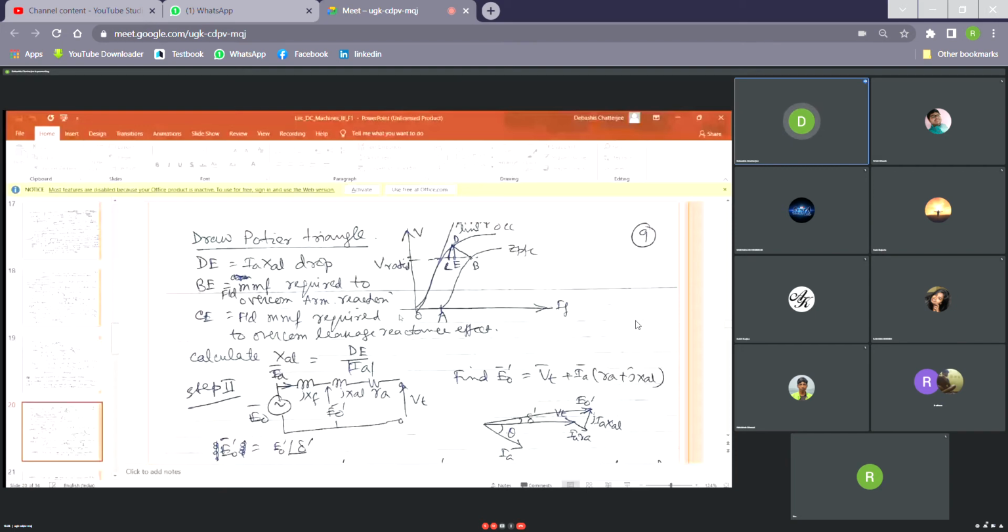In step 2, you can redraw the equivalent circuit. Here for the interim voltage, instead of just having the RA drop, you can have the RA plus jXAL drop, and you can have that interim EMF E0 dash, because you have already calculated XAL based on the armature current which is given in the problem or known to you. So you can calculate E0 dash, that is V plus IA into (RA plus jXAL).